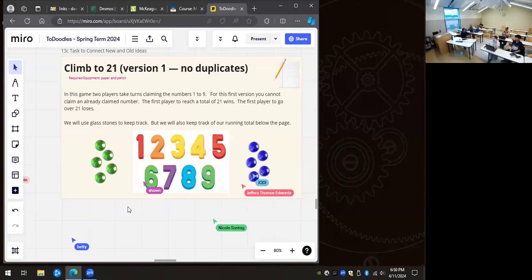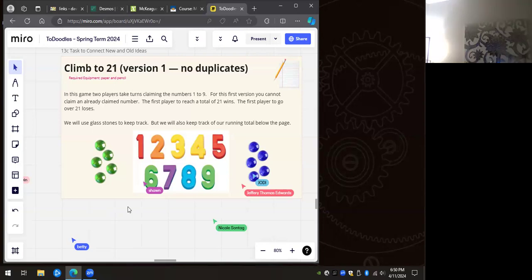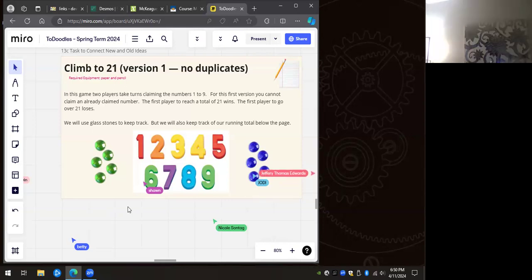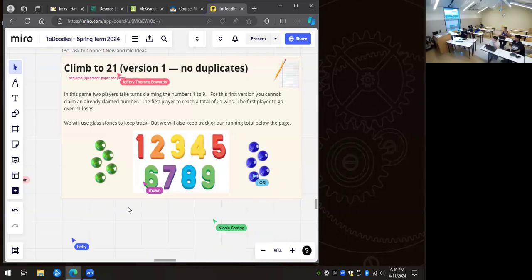But if you get 21 first, then you win. So if your strategy is 1 and 2 and 3, you're safe. You're not going to get too many, but they're going to win before you do. So let's have, because it's 2 against 3, you can go first.